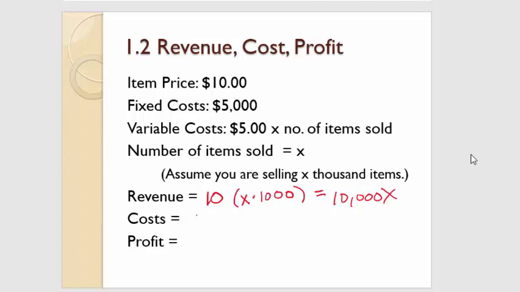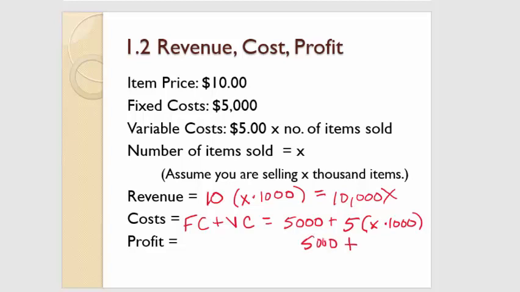Our costs are our fixed costs, like rent and insurance, plus our variable costs, like the cost of goods sold, how much it costs to make the products that we're selling. So if we add those two things together, our fixed costs are $5,000, plus our variable costs, which is $5 times the number of items sold. Now the number of items sold is x, but actually it's x times 1,000 in order to get the actual number of items sold. So I have $5 times x times 1,000. So my costs are 5,000 plus 1,000x times 5, or 5,000x. So this is an expression for the costs.